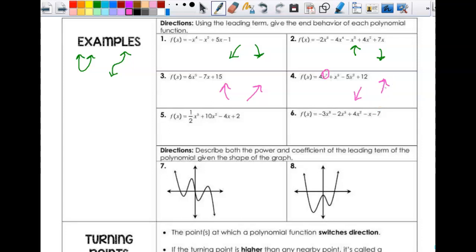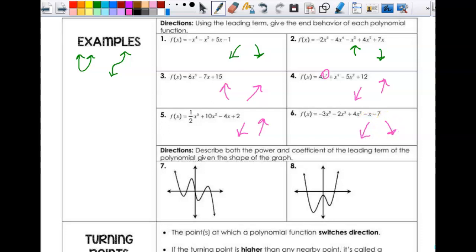All right, Leo, what about number 5? I can't read that number. I think you're right. 3, yes. Down, up. Good job. And then Jose, tell me that last one. It is down, down. Do we all agree with those?